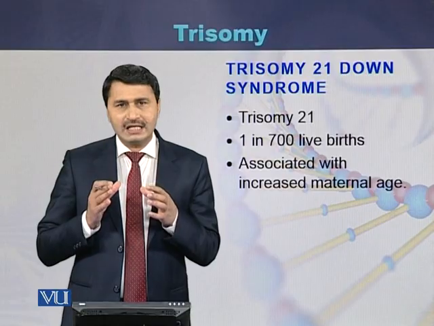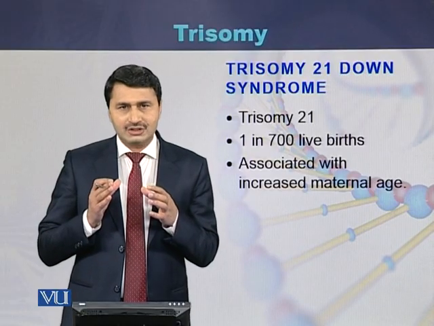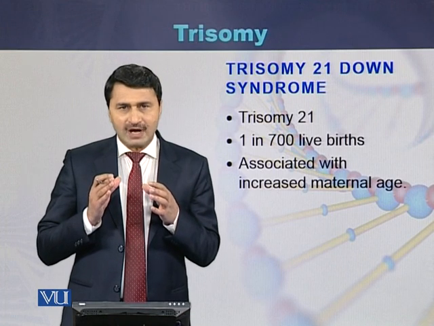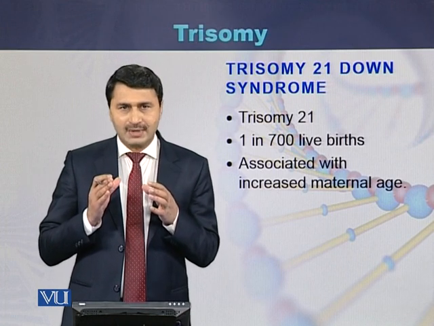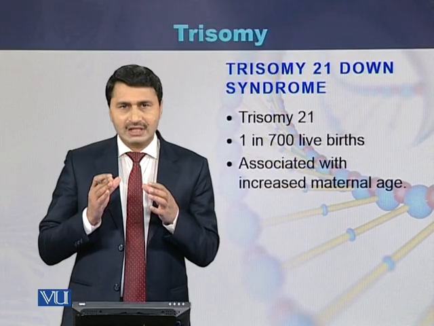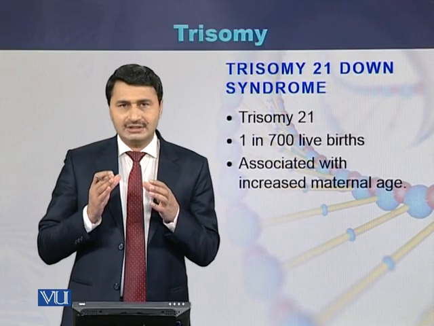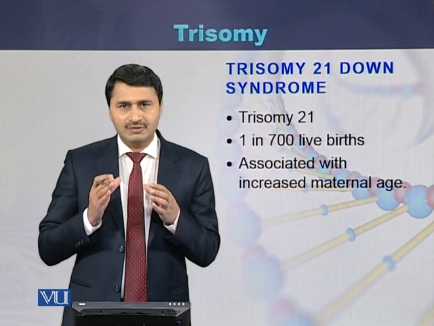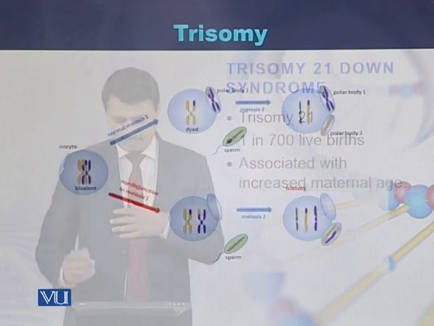Trisomy 21 in humans is called Down syndrome. There is approximately one birth out of 700 births which has this kind of trisomy, and this syndrome is associated with maternal age.